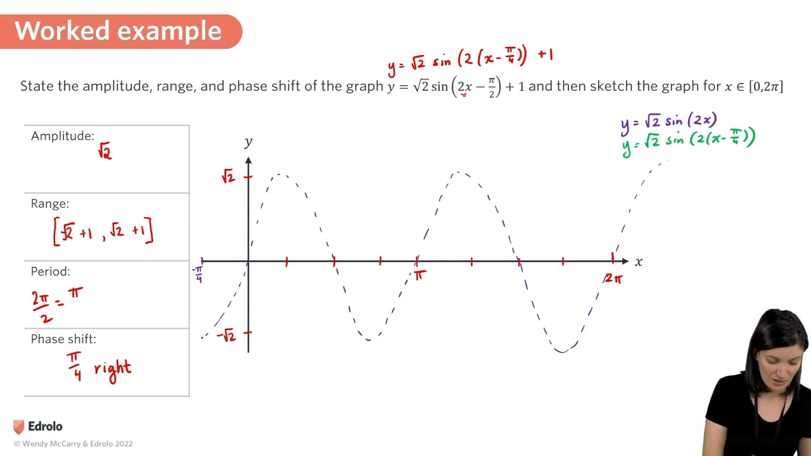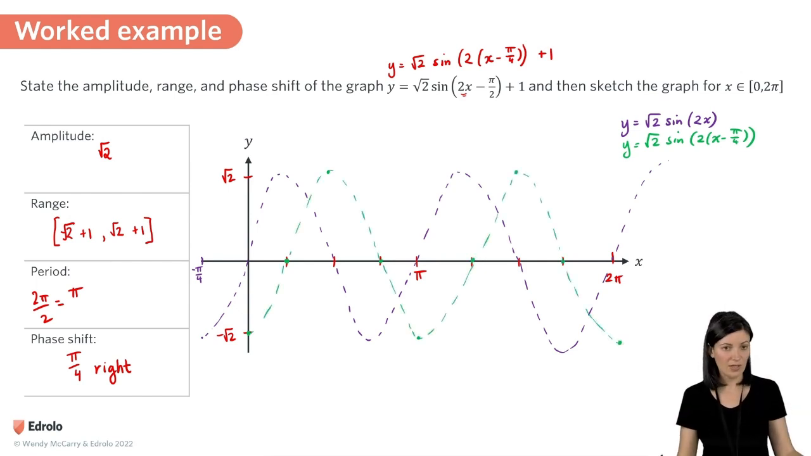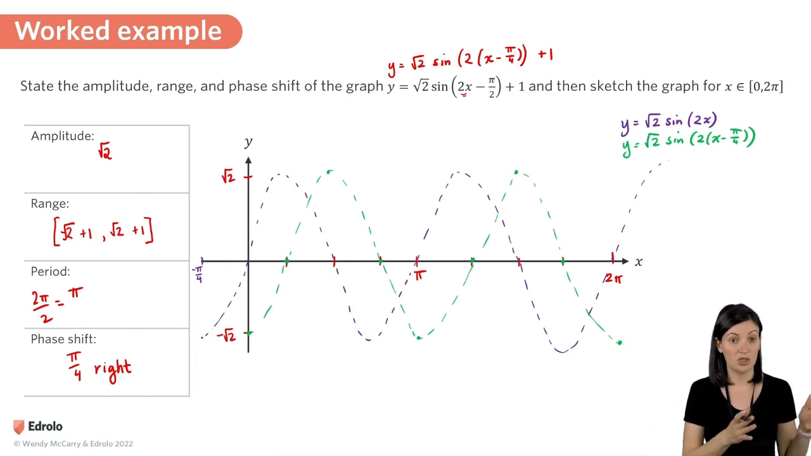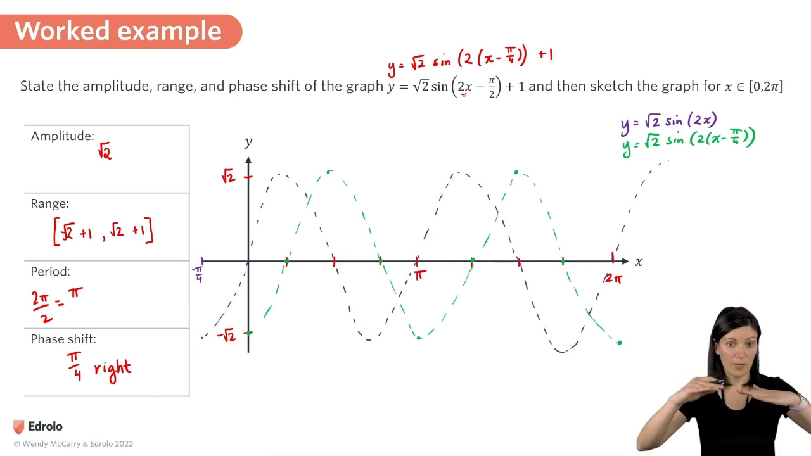So that point moves there, that point moves there, that other point that was outside of my domain is now here, and so on. So I'll just draw in my points. You can see my green dashed line is just shifted over to the right by pi on 4 units. And now my last step is going to be adding in that vertical shift up by 1.